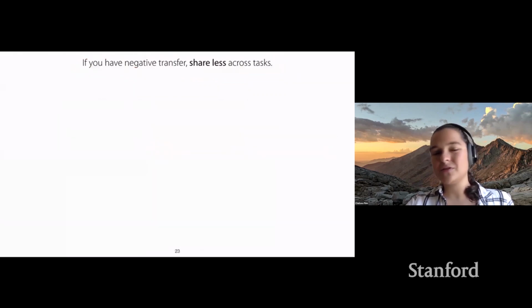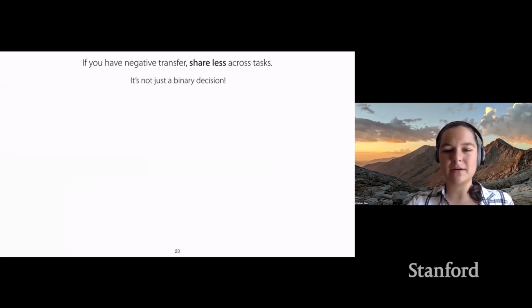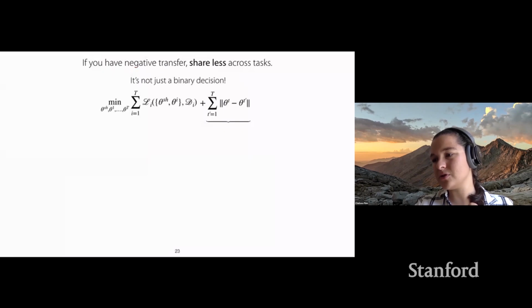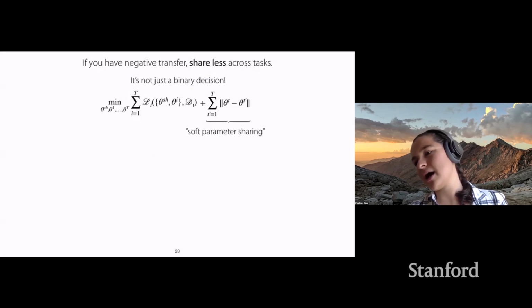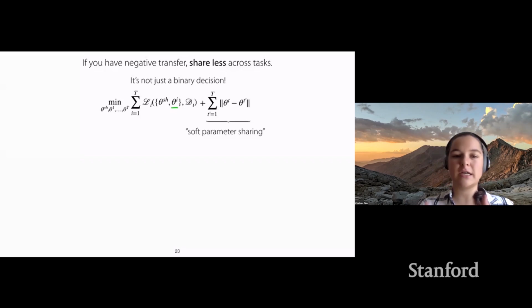And if you do have negative transfer, the key thing that you can do is to share less across tasks. And of course, this also isn't just a binary decision. You can share more parameters, you can share fewer parameters, but there's also another thing you could do, which is soft parameter sharing. So you could have different task-specific parameters, theta i, and then encourage those task-specific parameters to be more similar to each other using a loss that looks like this, that essentially minimizes the norm of the difference of those different task parameters.